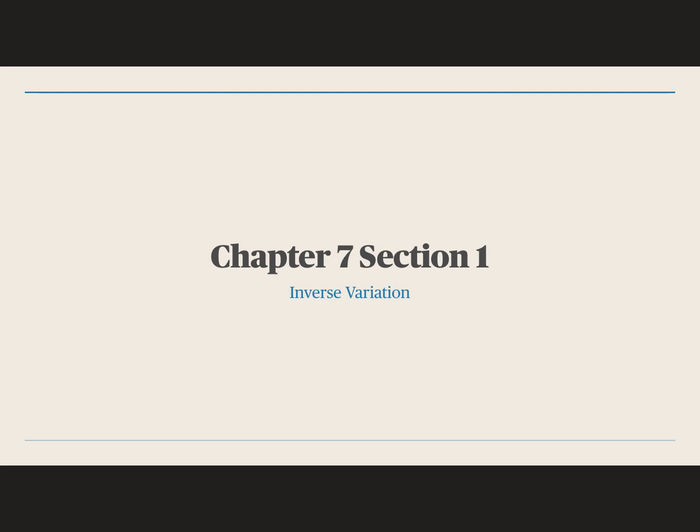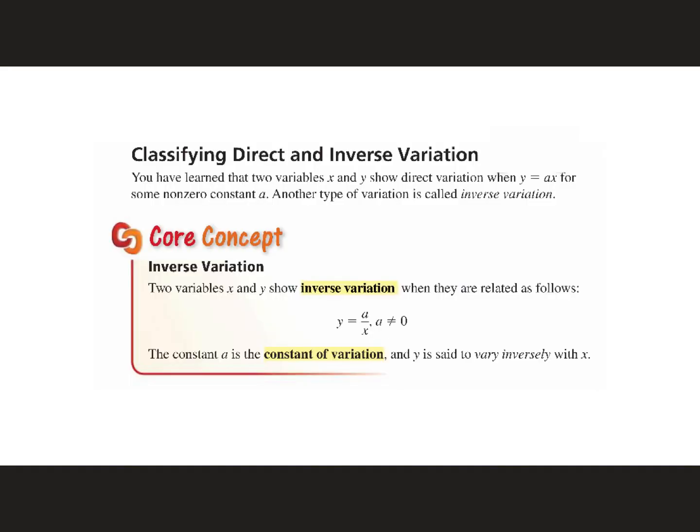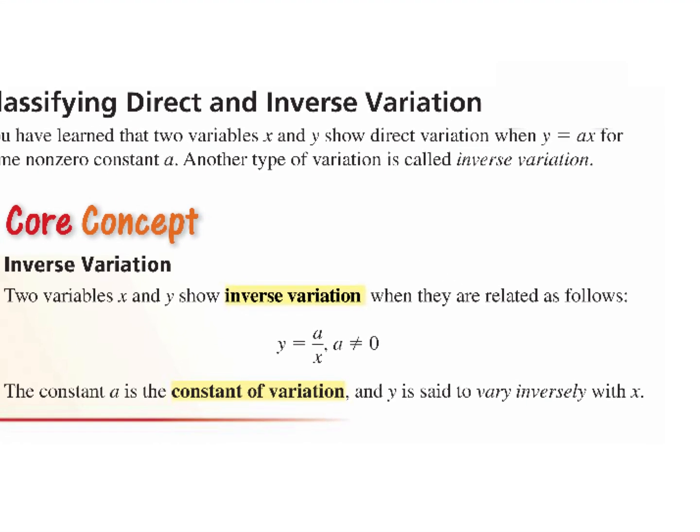So chapter 7, we're moving on from logs. We're going to talk about inverse variation. So in the past, you've probably heard of direct variation. So that's when y is equal to a times x, where a is a constant. So direct variation applies when y is increasing, x is also increasing.